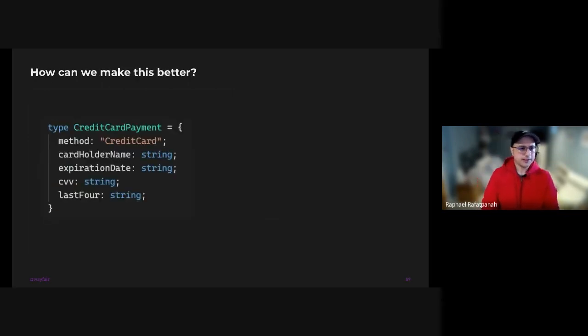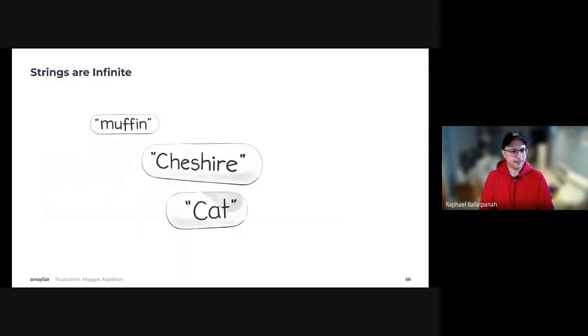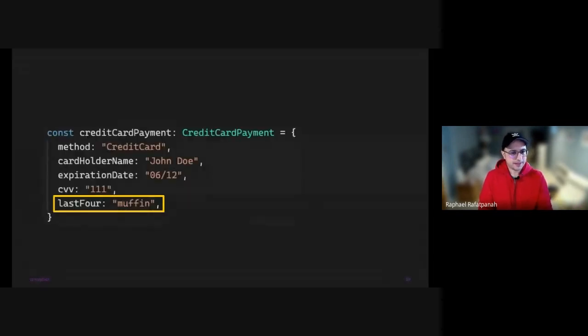So let's dive into the credit card payment type again. And let's look at this specific field over here, last four. Well, last four is a string. And that's an infinite set, as Sam was mentioning earlier. We have the string muffin as a string, Cheshire and cat. Well, does it make sense to assign the string muffin to last four? Well, let's think about the set of the last four values. This is the last four numbers of your credit card number. Well, we want them to be 4-character strings where every single character is a digit.